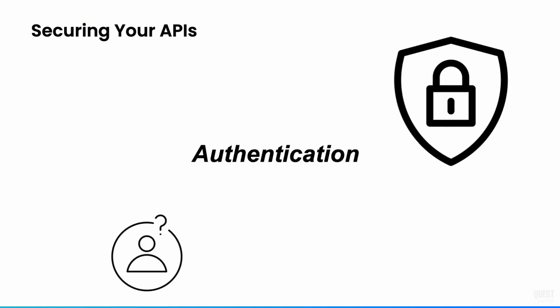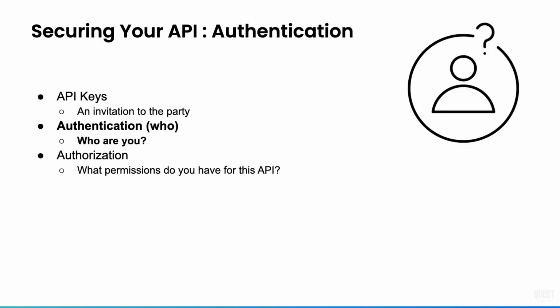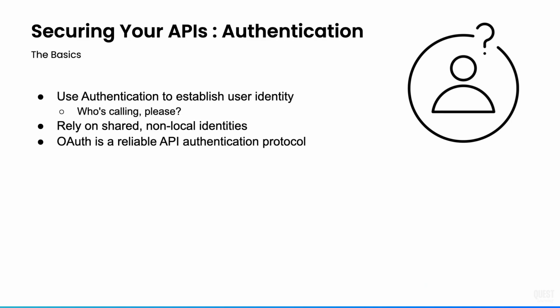Okay, let's talk about authentication, the second step in the three-leg system. So authentication is about who. Who are you? Identify yourself and prove you really are who I think you are. You can use authentication to establish user identity to make sure you know who they are. This is very different than the keys we talked about earlier that just identify the API. Now we're identifying the user of the API.